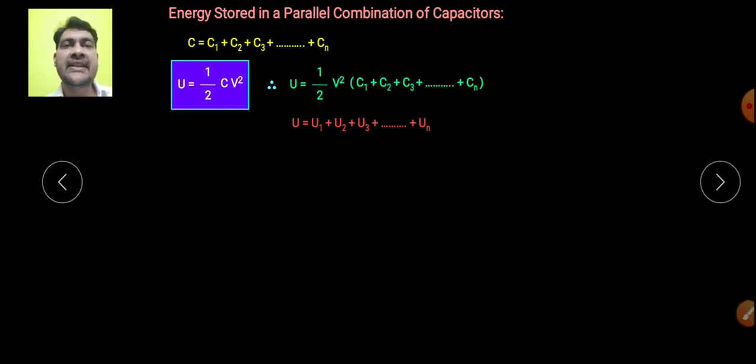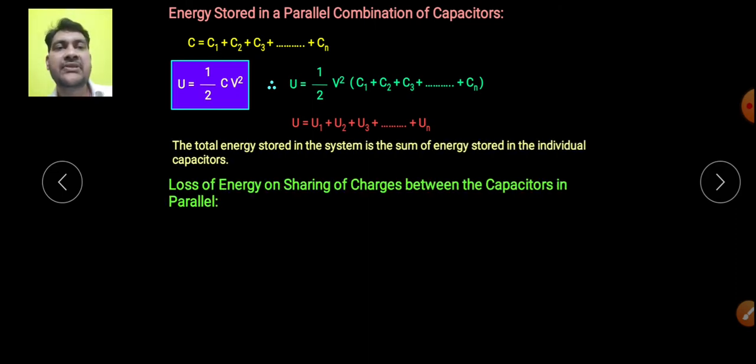So in this way you can see that whether the combination of capacitors is in series or in parallel, the total energy stored on the combination can be expressed as algebraic sum of individual energy stored on the capacitors. So that was the topic.